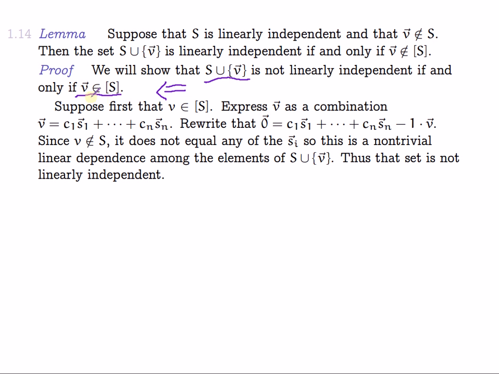We're showing that V in the span of S implies that S union V is not linearly independent. And this just involves writing down what all of these things mean. First of all, suppose that V is in the span of S. That means V can be expressed as a linear combination of the vectors in S. We can rewrite this by putting V on the right-hand side. That means there's a linear relationship among these vectors, which are in S union V.